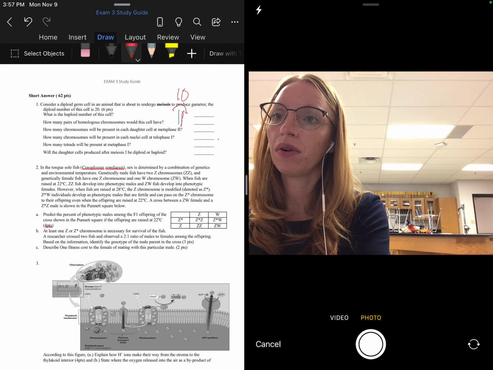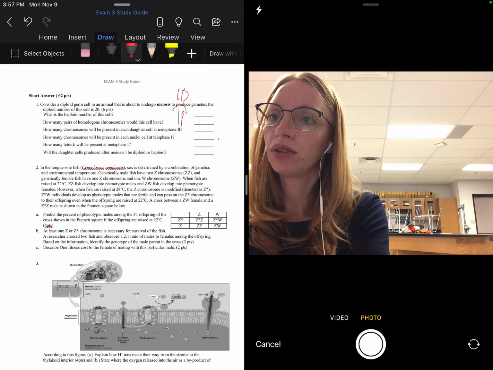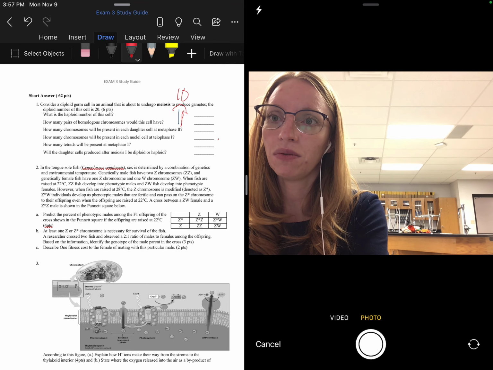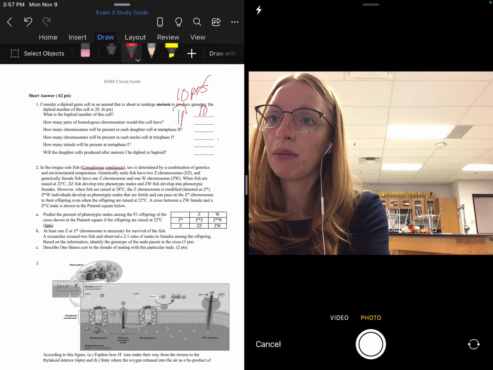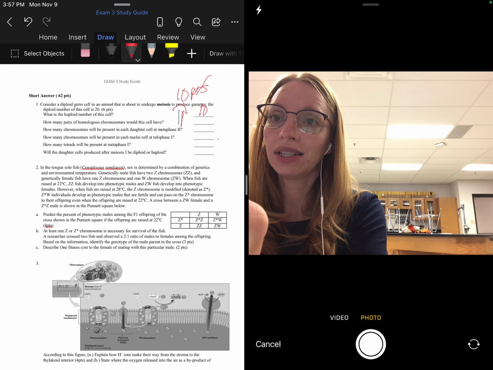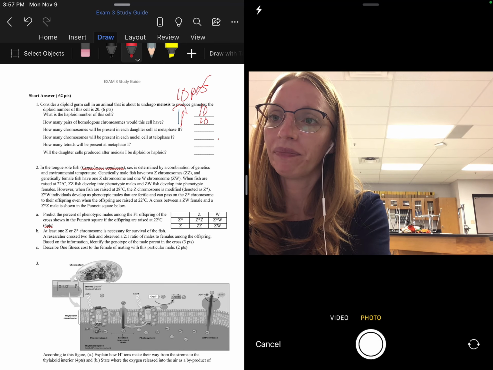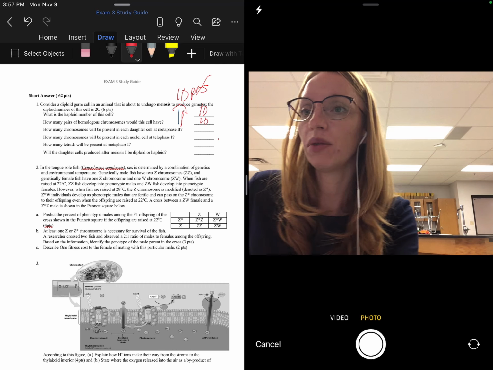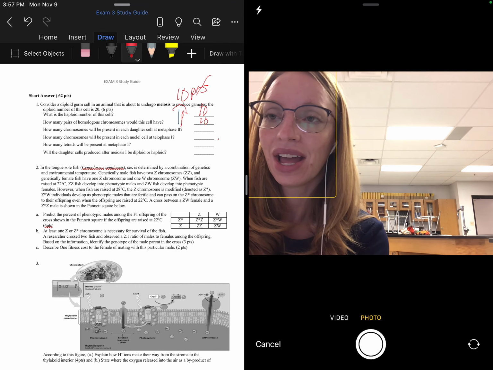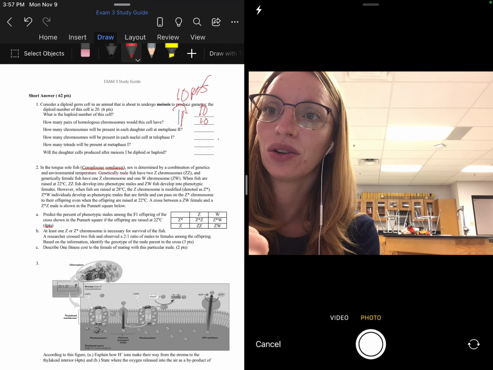So how many pairs of... the first one says, what is the haploid number for the cell? So the haploid number, if you would get rid of the pairs part of this question, would be 10. How many pairs of homologous chromosomes does it have? Again, that answer is 10 because 10 pairs. How many chromosomes would be present in each daughter cell at the end of metaphase 2?